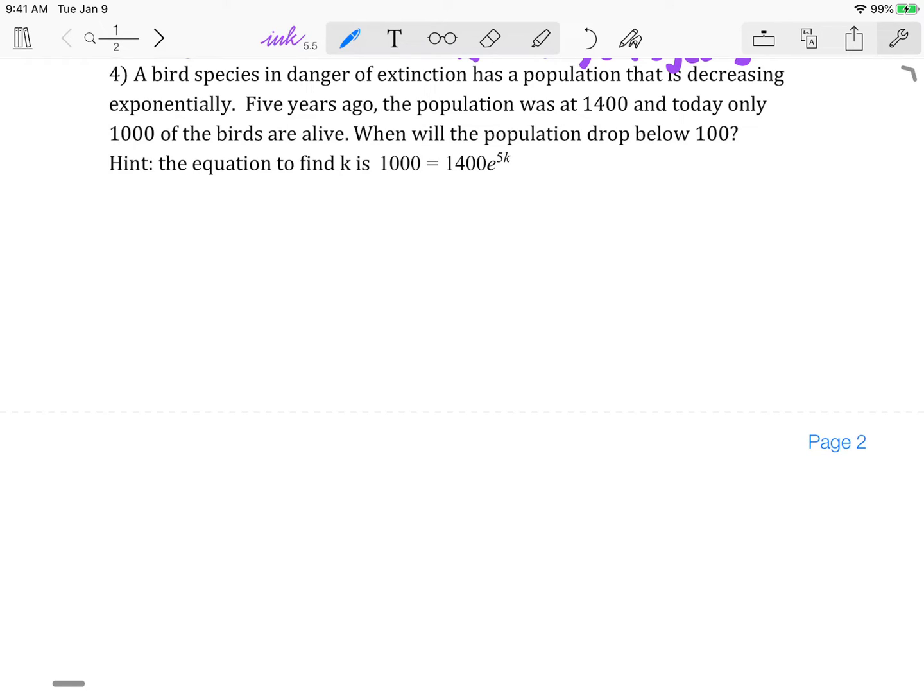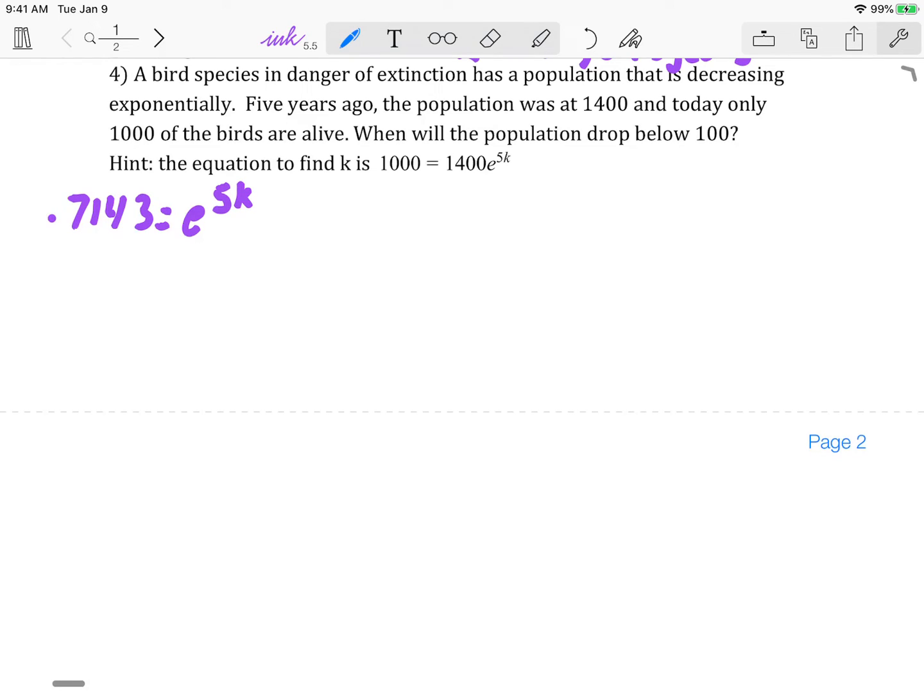The equation to find k is 1,000 equals 1,400 e to the 5k. That's because 1,000 is my new amount. 1,400 was my initial. We started with 1,400 birds, but it's dropped to 1,000. Okay, so I start by dividing by my 1,400, and I get 0.7143. 0.7143 equals e to the 5k. So I just divided by my 1,400.